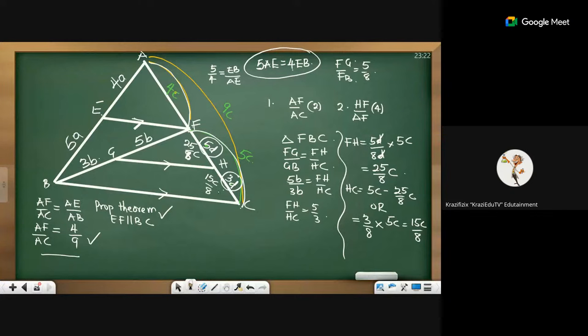Am I looking for HF? Or what is now my HF? It's in terms of, divided by what is AF? 32. Please put everything into the same variable. That is important.